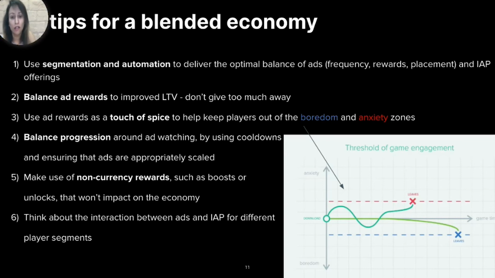Also use non-currency rewards such as boosts and unlocks, which are sometimes a much more favorable way of encouraging players to spend, because they get an understanding of the benefits of spending in the store before they actually make that purchase. And start to treat ads as a retention mechanic as well as a monetization mechanic, with a different approach for different player segments. So that's a real quick tour through what we see as the state of the art in terms of sophistication that our developer and publisher clients are applying to ads as part of a blended economy. I hope this is really helpful for all of you.